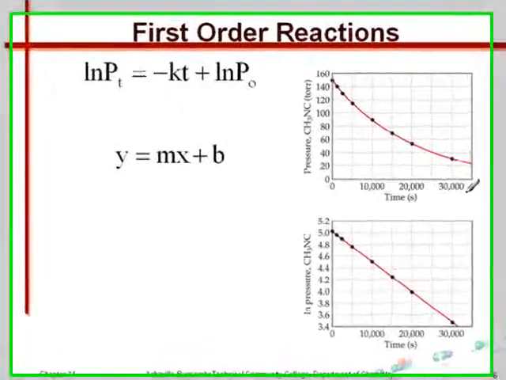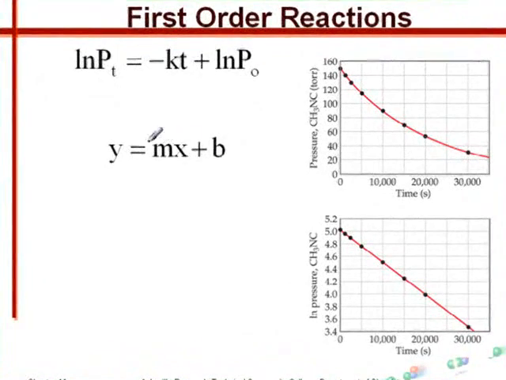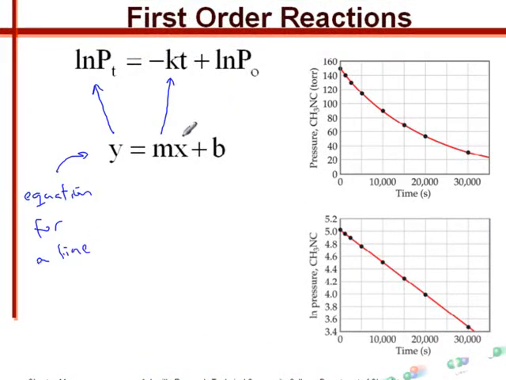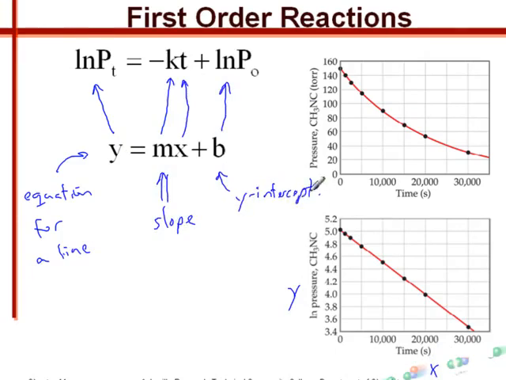If you look at the next slide, what I've done here is to remind you of some information. It may have been a while since you've seen this, but this down here is the equation for a line on a graph, where x and y are simply the data points for the graph, m equals the slope, and b is the y-intercept.